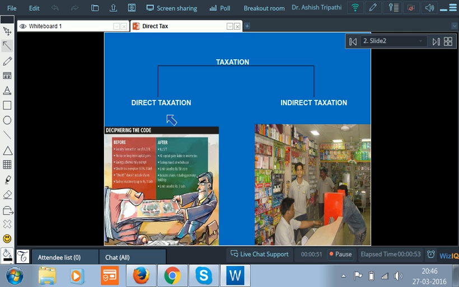What is direct tax? The tax which we pay directly from our pocket to the government is termed as direct tax. What is indirect tax? The tax which we pay from our pocket via somebody to the government is termed as indirect tax.